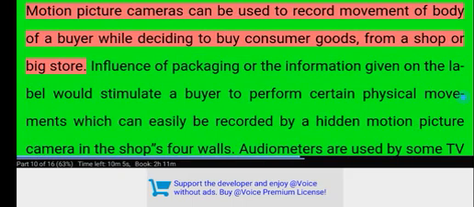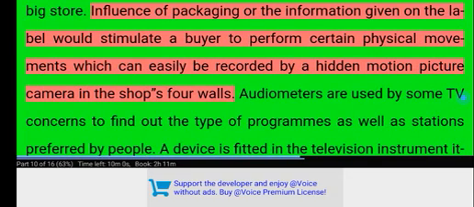Motion picture cameras can be used to record movement of body of a buyer while deciding to buy consumer goods from a shop or big store. Influence of packaging or the information given on a label would stimulate a buyer to perform certain physical movements, which can easily be recorded by a hidden motion picture camera in the shop, within four walls.